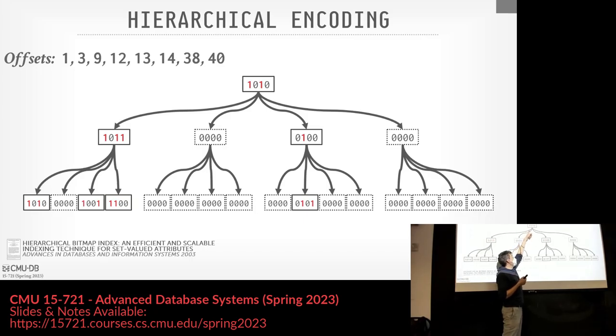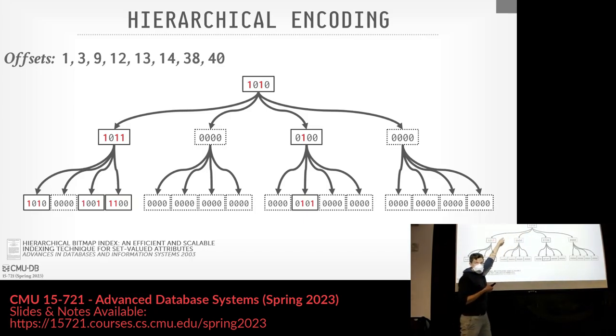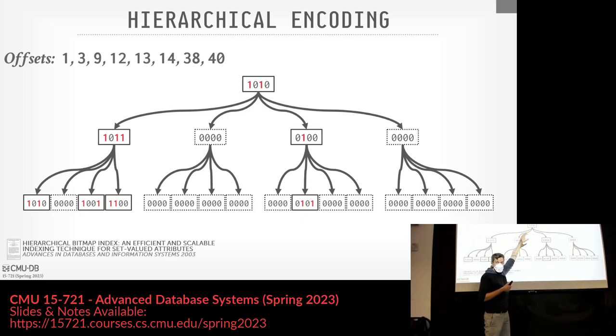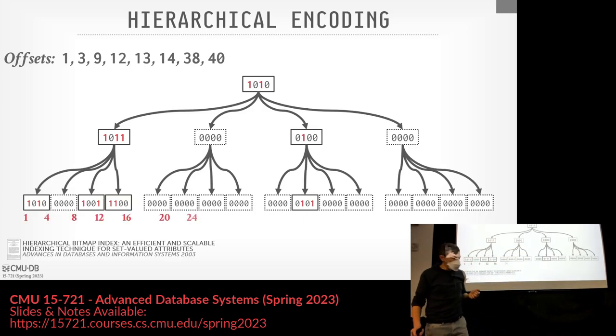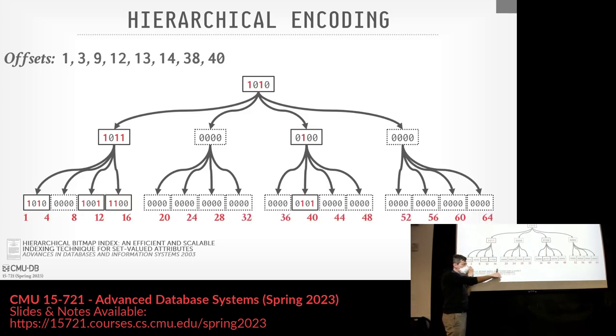So if I have a one in a position, then that's going to tell me that in the subtree pointed down by this pointer, there's going to be a one somewhere. I don't know where, but somewhere. So in this case, the second position is zero, so I know that in the second child going down this subtree, there isn't going to be anything. So the way to think about this is along the leaf nodes, these are the offsets in the bitmap, just as we had before.